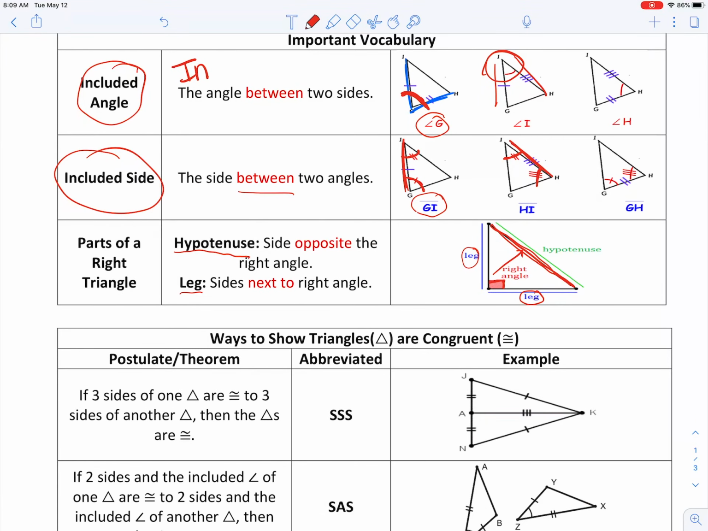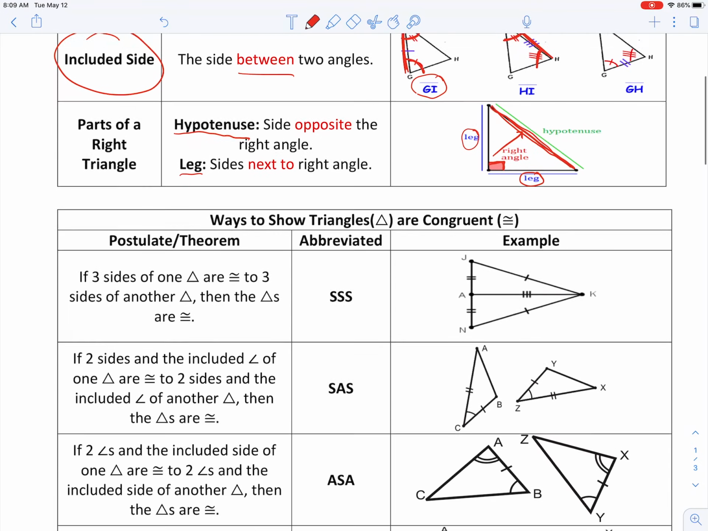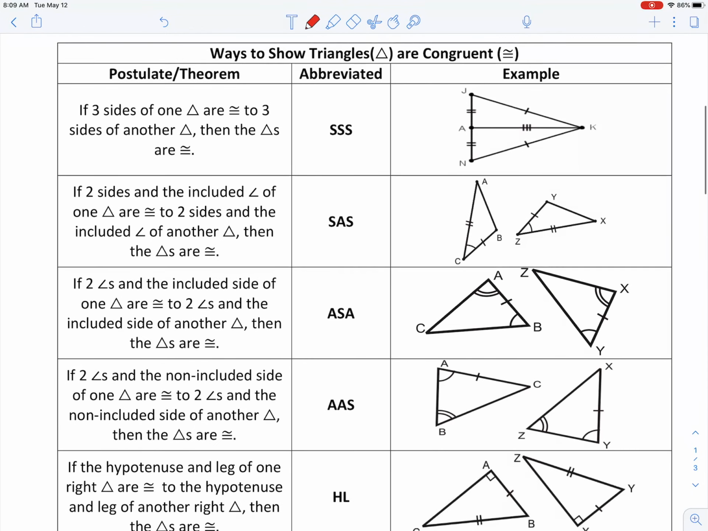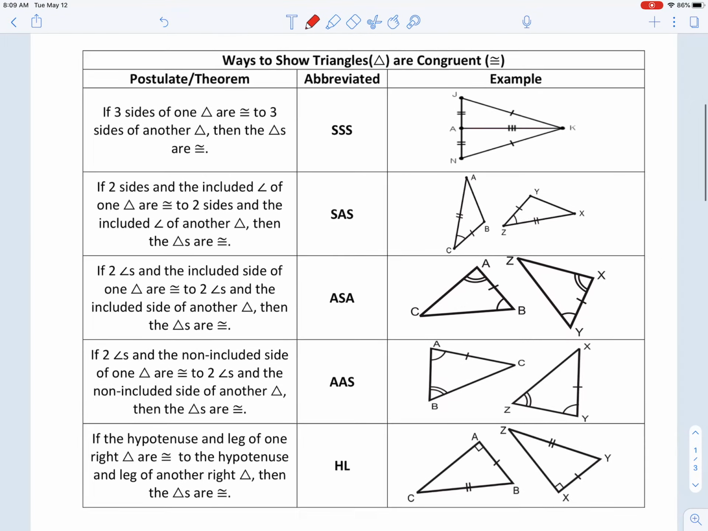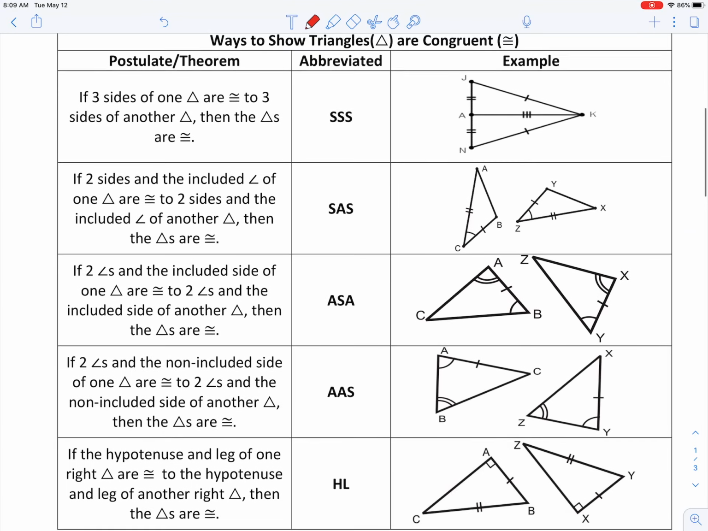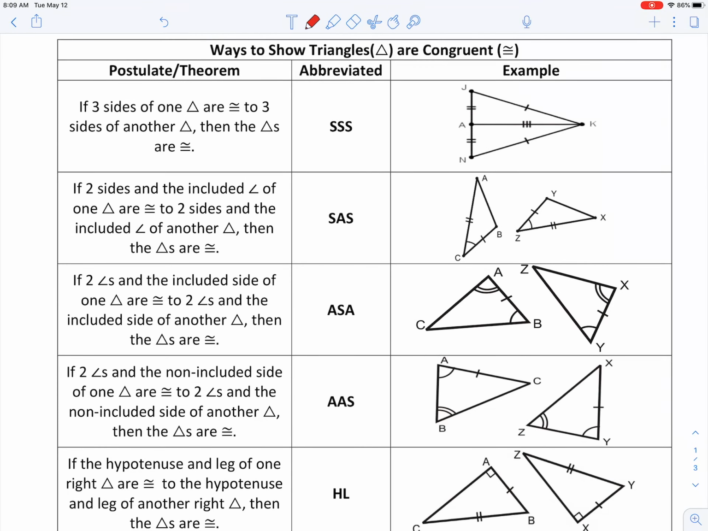That vocab is really important to know in order to understand what we're going to talk about next, which are really important pieces of today's lesson. In this table, these are all ways to show triangles are congruent. We have five different ways. Keep in mind, congruent means showing that the two triangles are basically equal. They're the same.